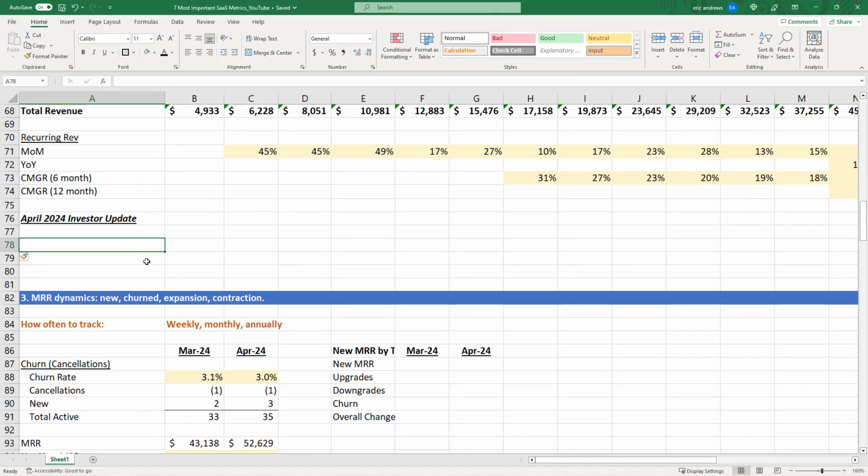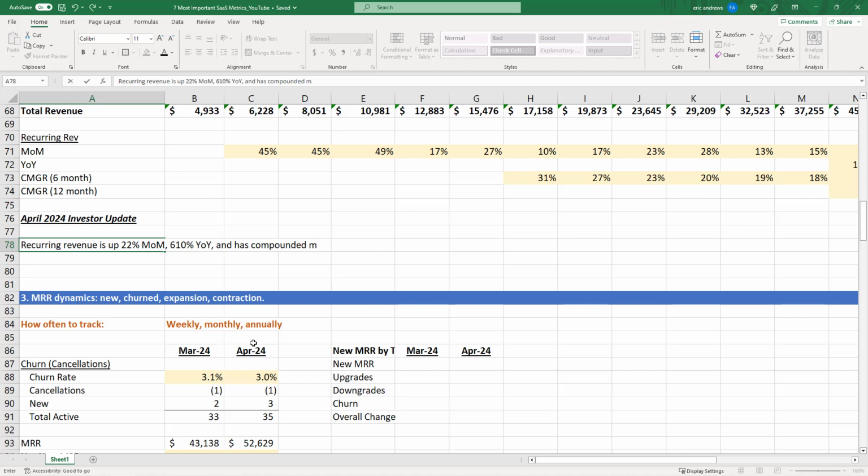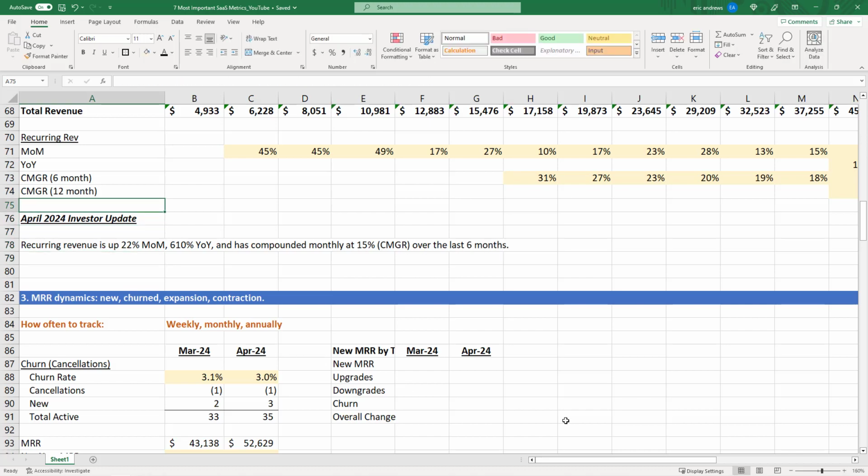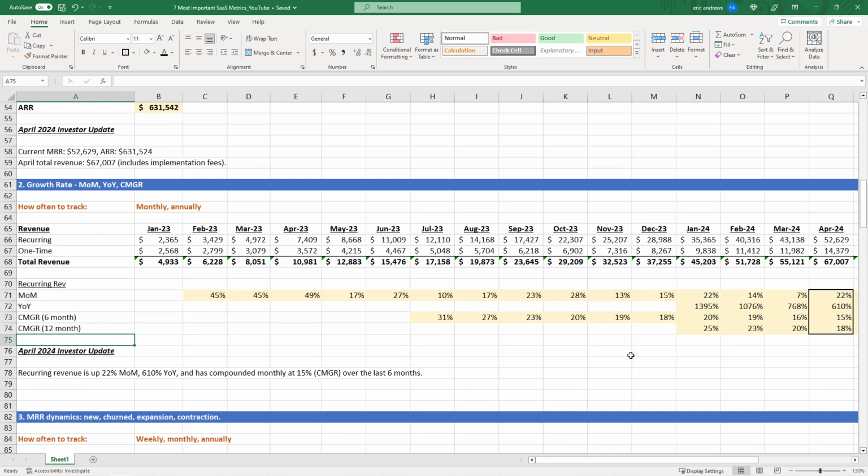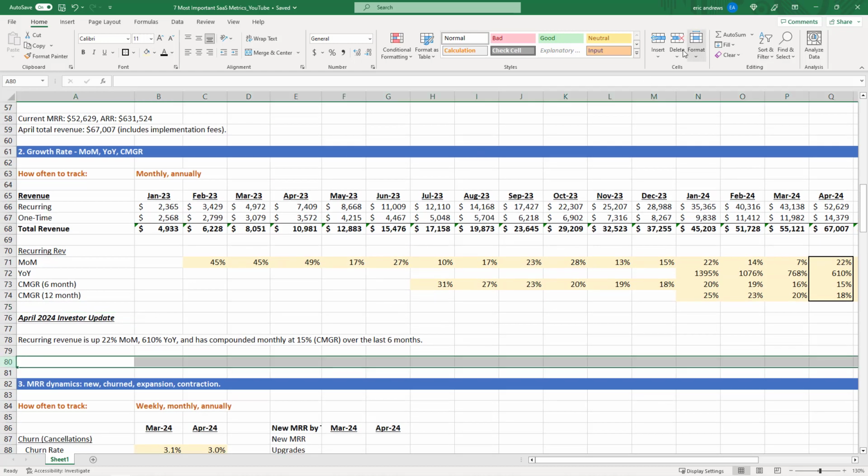I think we can say that recurring revenue is up 22% month over month, 610% year over year, and has compounded monthly at 15% CMGR over the last 6 months. That kind of encapsulates all of the growth metrics in one bullet point that investors can read quickly. Okay.